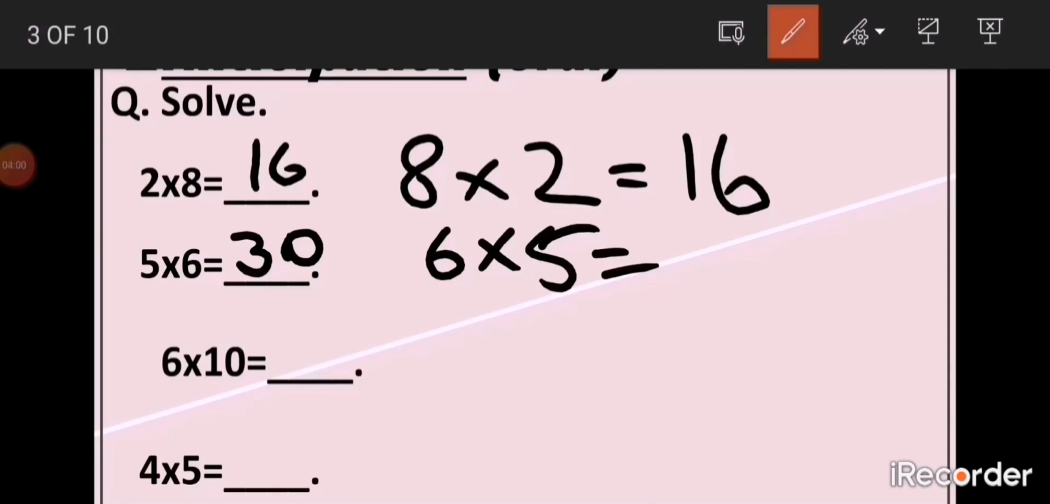Or you can also write it the other way, 6 multiplied by 5, and you can read the 6 times table. 6 1 time 6, 6 2 times 12, 6 3 times 18, 6 4 times 24, 6 5 times 30. The answer is 30.